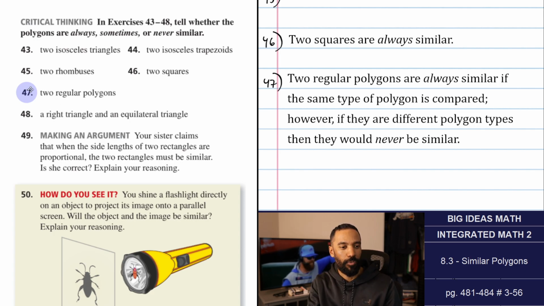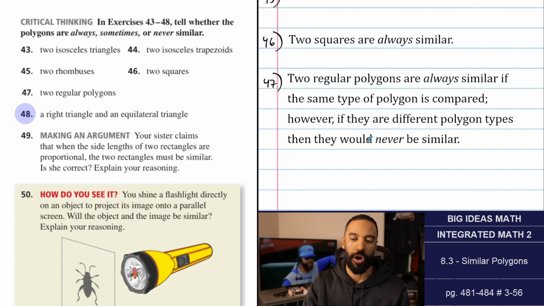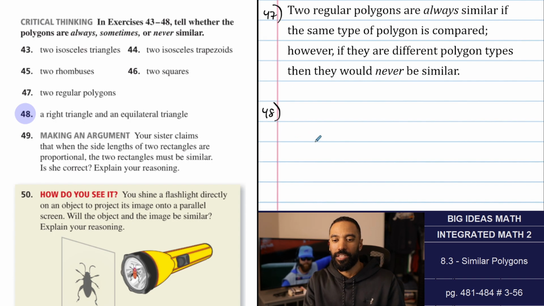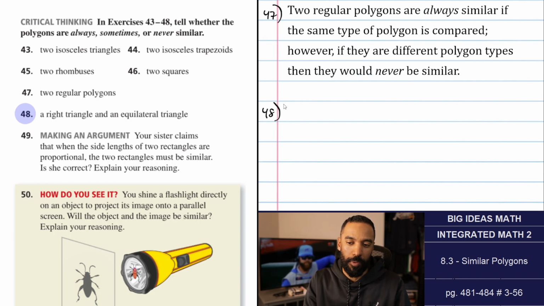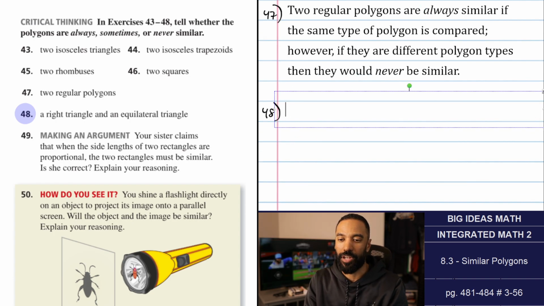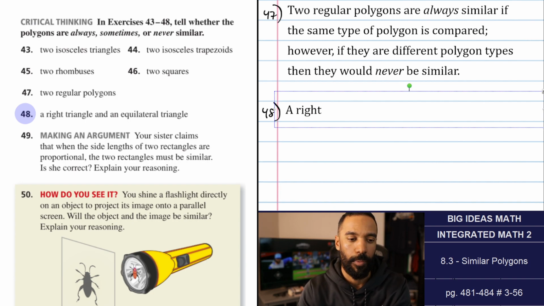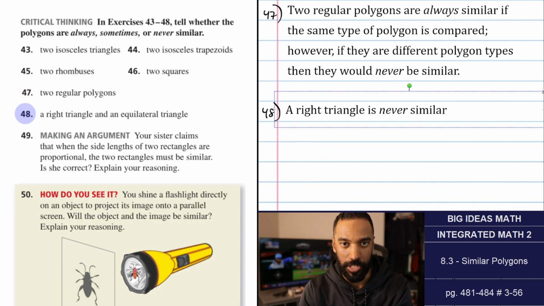And then number 48, a right triangle and an equilateral triangle. I'm guessing that other one was supposed to be always, just based on what we saw. Any equilateral triangle will be similar to another equilateral triangle. Not all right triangles will necessarily be. A right triangle is never similar to an equilateral triangle. Now, why? Because equilateral triangles always have all 60-degree angles.